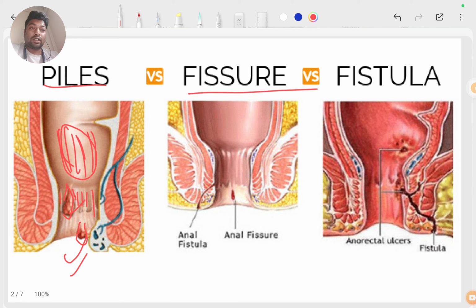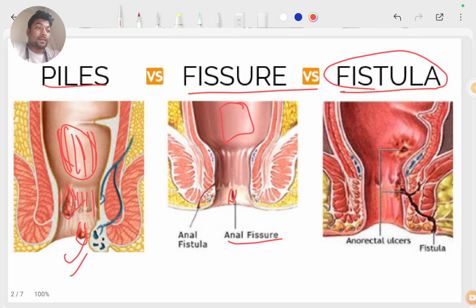Now let's talk about fissure. Fissures are generally a cut in these anal parts due to hardened stool. And when we talk about fistula, in the fistula, actually glands are present. Some glands are present here in the rectum part, or we can say anal part, and these glands' secretions cause the moisturing of the stool passing through these parts.